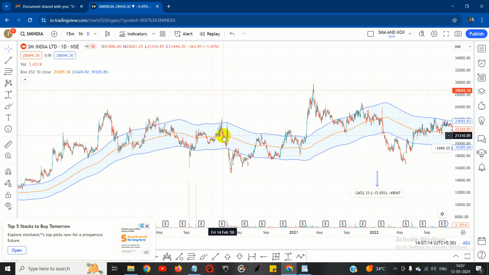Again, I bought here, it falls down, again it falls down. I can buy two times here, and my target will be to sell either here in the middle one or in the top one. Again it's coming here, I will buy here, I will buy here, I will sell at the top one.